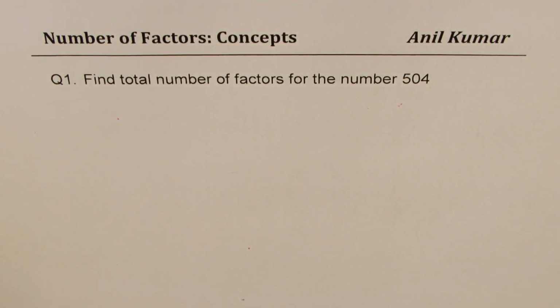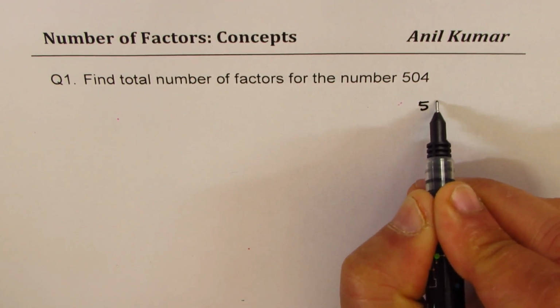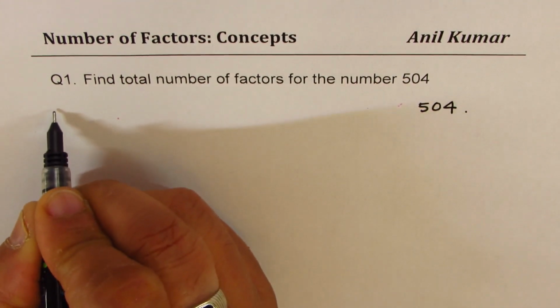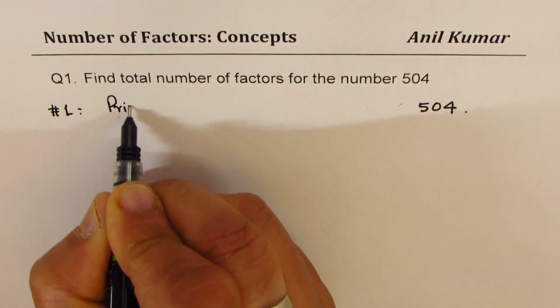So let's begin with the very first one, which is find the total number of factors for the number 504. So we'll actually draw the factor tree. Prime factorization is the first step. So step number 1 is prime factorization.